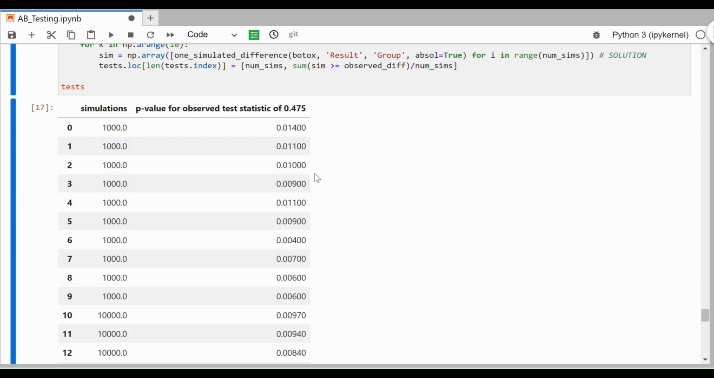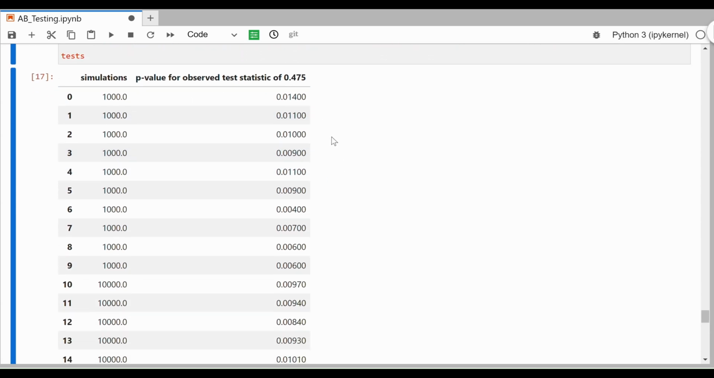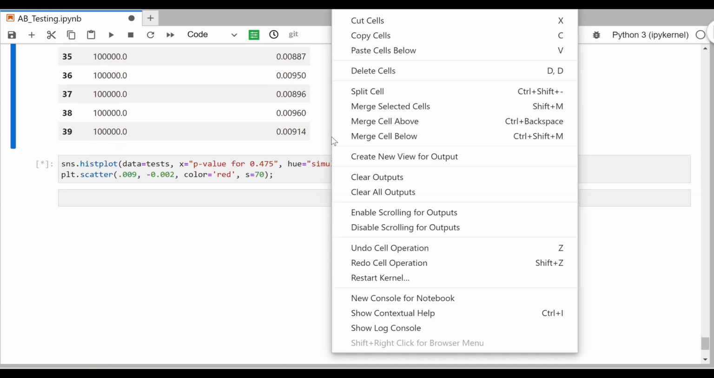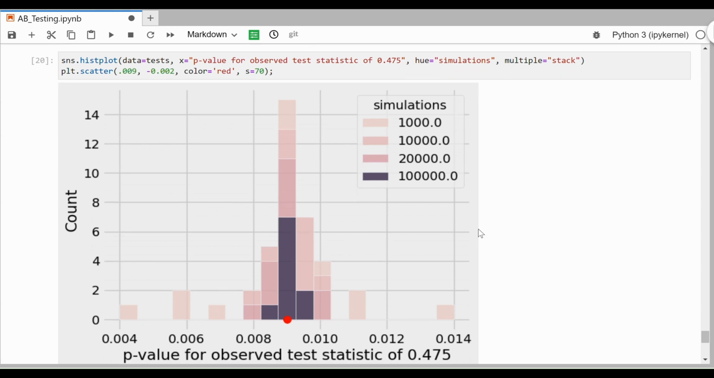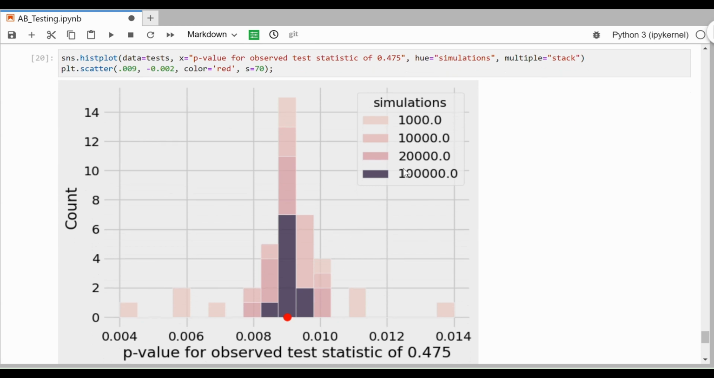And I just kept track of the p-values for these different rounds of the simulation, and we're going to plot it. So here, this is a stacked bar chart, but just to let you see that with your 100,000 simulations, here's the p-value, right, for our observed test statistic.